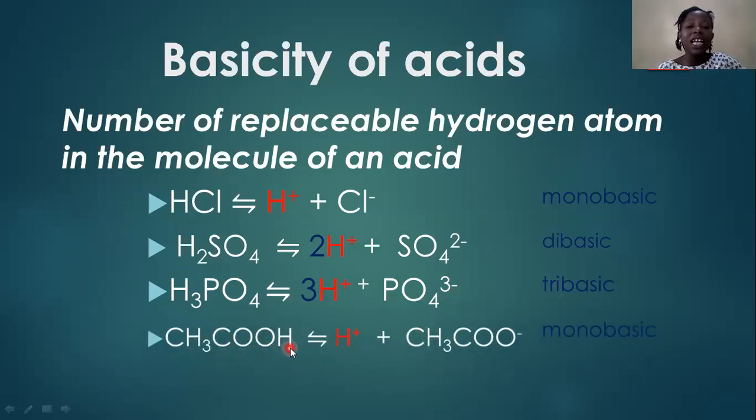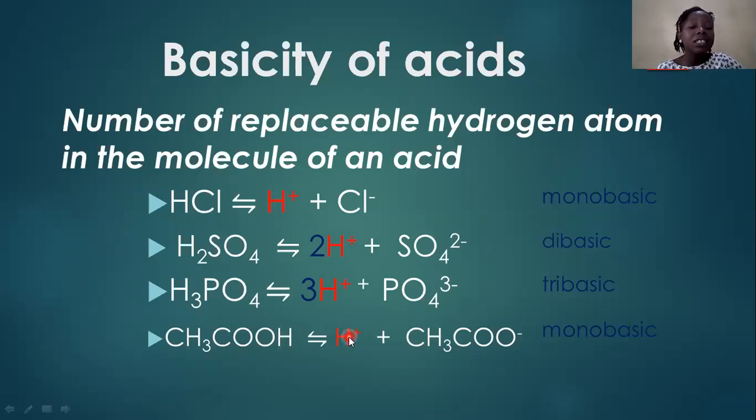CH3COOH, this is ethanoic acid. Now, the only ionizable hydrogen in this ethanoic acid is this one. That's why it is producing one. It has four hydrogen atoms. That's 3 here and 1 here. That's making it 4. But only one out of the 4 can be ionized.